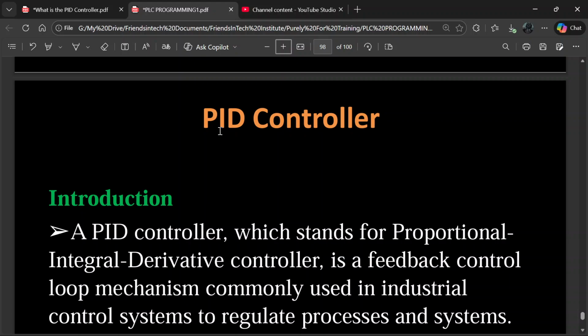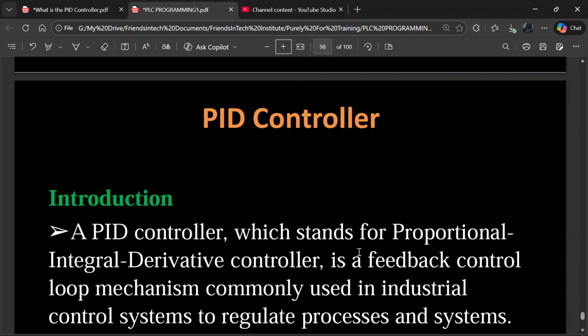It's a feedback control loop mechanism commonly used in control systems to regulate processes and systems. So if you are a process control engineer, then PID is a very important topic for you. In a closed loop control system, the key element is that you must have feedback. The feedback here is just a sensor. We are measuring the output, then we compare that output with our set point. Then we calculate what is called an error signal.